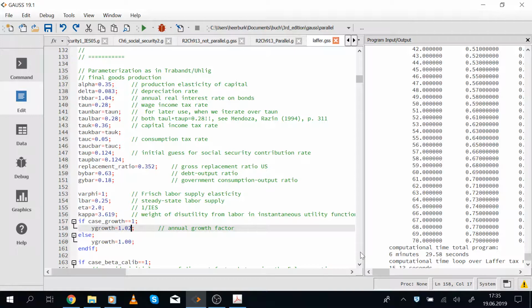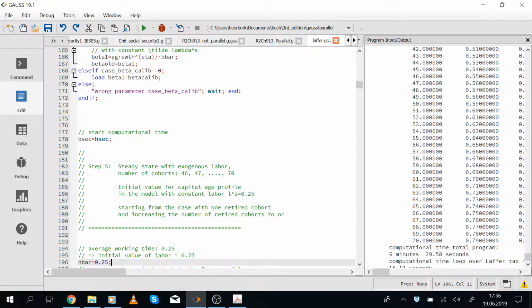So these 2 parameters, population growth and the economic growth rate of 2%, will make a difference, and you are invited to study it by specifying either case growth equal to 1 or case growth equal to 0 in the header in step 1 to find out about these differences.